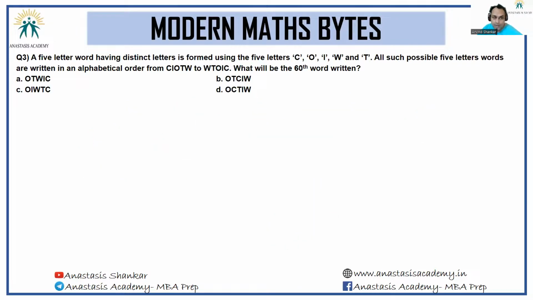Next, a 5-letter word having distinct letters is formed using the 5 letters C, O, I, W, T. All such possible 5-letter words are written in alphabetical order from CIOTW to WTOIC. What will be the 60th word written? Okay. I can see this.